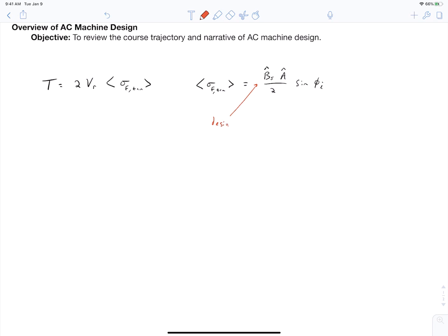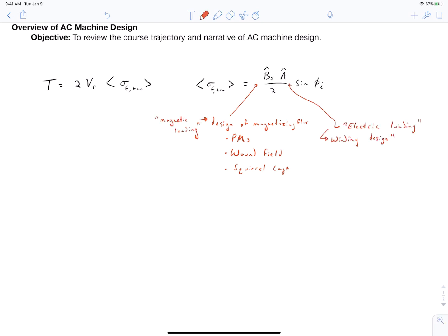This is related to the design of the main flux or the magnetizing flux of our machine. And we determine what B delta is. We create B delta by placing permanent magnets on our rotor, or by having a wound field salient pole rotor, a field winding on our rotor, or through a squirrel cage. And we've talked about the first two of these quite a bit, but we haven't talked about squirrel cage rotors much yet. The second quantity here, A hat, is our electric loading.